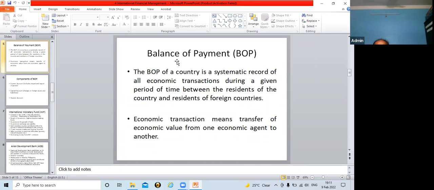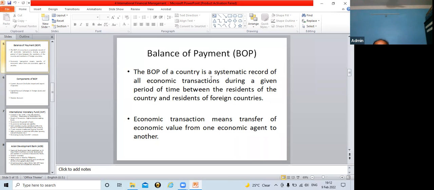Second feature of balance of payment is economic transaction. Now, what is economic transaction? It means transfer of economic value from one economic agent to another. Now here, Omkar is one economic agent, and Omkar is giving services to America. That is another economic agent, because they are receiving. And Omkar is giver. He is giving services. So here economic transactions are involved in this case.